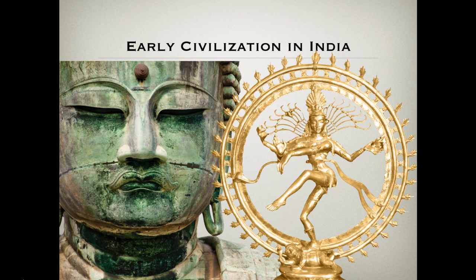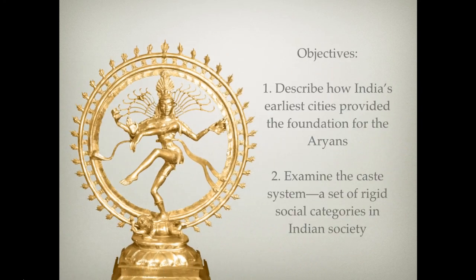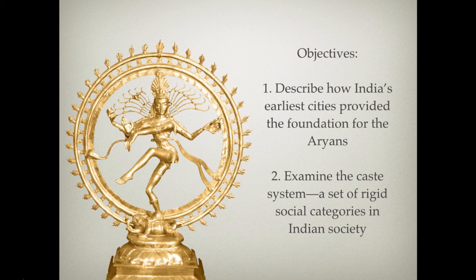Early civilization in India. The objectives are: 1. Describe how India's earliest cities provided the foundation for the Aryans. And 2. Examine the caste system, a set of rigid social categories in Indian society.